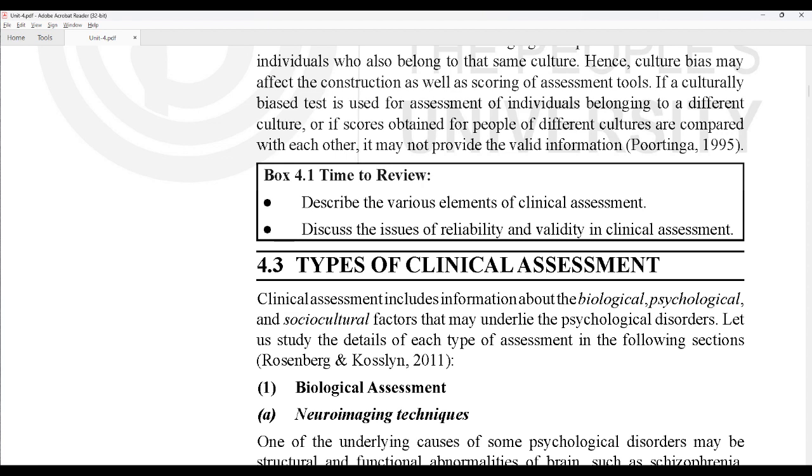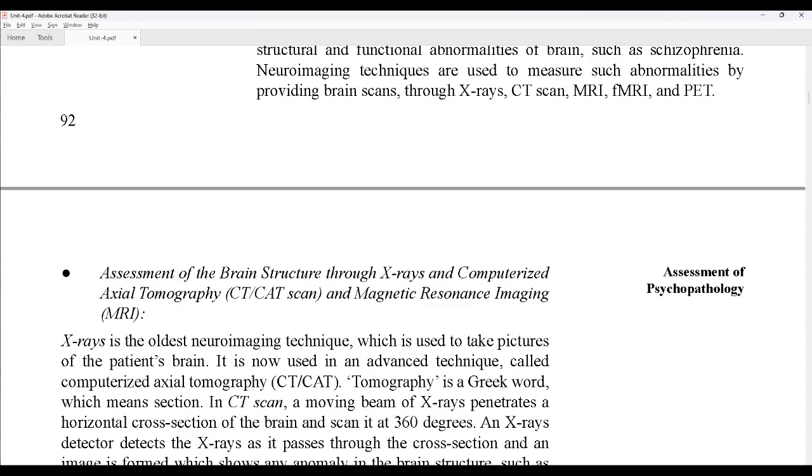1. Biological assessment. A. Neuroimaging techniques. One of the underlying causes of some psychological disorders may be structural and functional abnormalities of the brain, such as schizophrenia. Neuroimaging techniques are used to measure such abnormalities by providing brain scans, through X-rays, CT scan, MRI, fMRI, and PET. Assessment of the brain structure through X-rays and computerized axial tomography, CT/CAT scan, and magnetic resonance imaging, MRI.